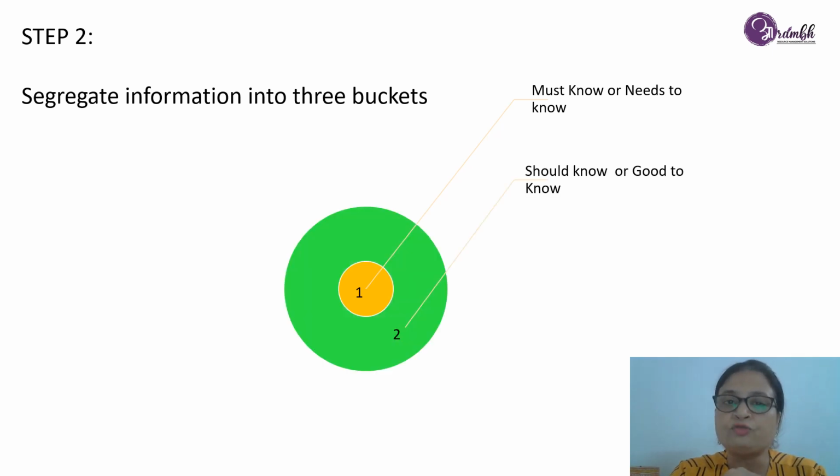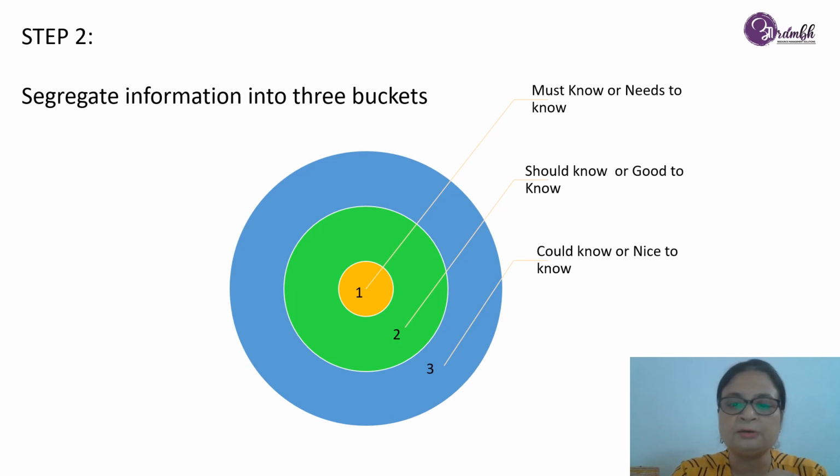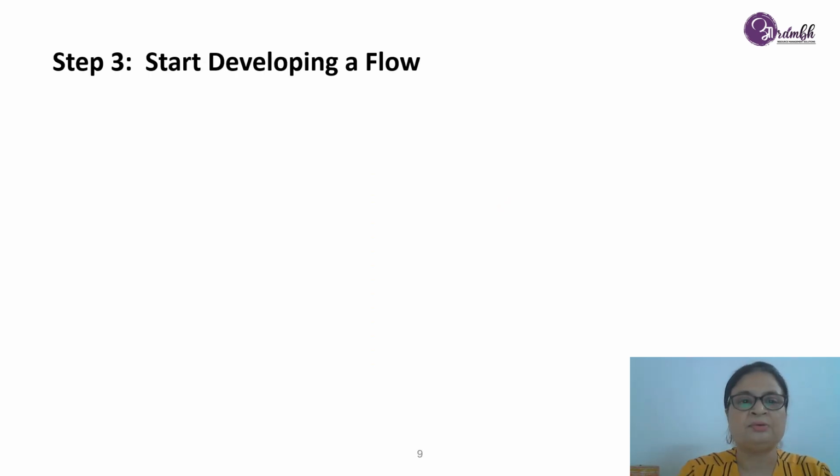The second category of content would be, it is good if they know this also, but you need to have it in a separate bucket. Why? I'll come back and talk about it. And finally, the third bucket, which is good to know, it's nice to know. There are certain things which people, even if they don't know, nothing goes amiss. So once you have segregated your content into these three buckets, then you go and start developing a flow.